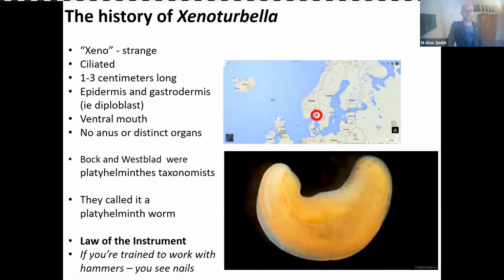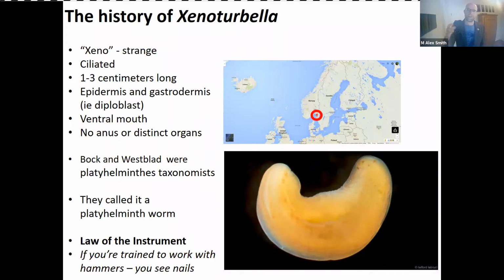But they did. So Xeno, in this case, as somebody mentioned, as you said, alien, Xeno means strange. And so you're right, the idea with this seemed to be a worm that was a strange thing. Now, only 1 to 3 centimeters long. It's ciliated. It seems to be a diploblast, so not a triploblast, and no anus or distinct organs. Now, Westblad, the discoverer and the describer, the authority, so well-timed question in the chat, were Platyhelminthes taxonomists. They were flatworm taxonomists.